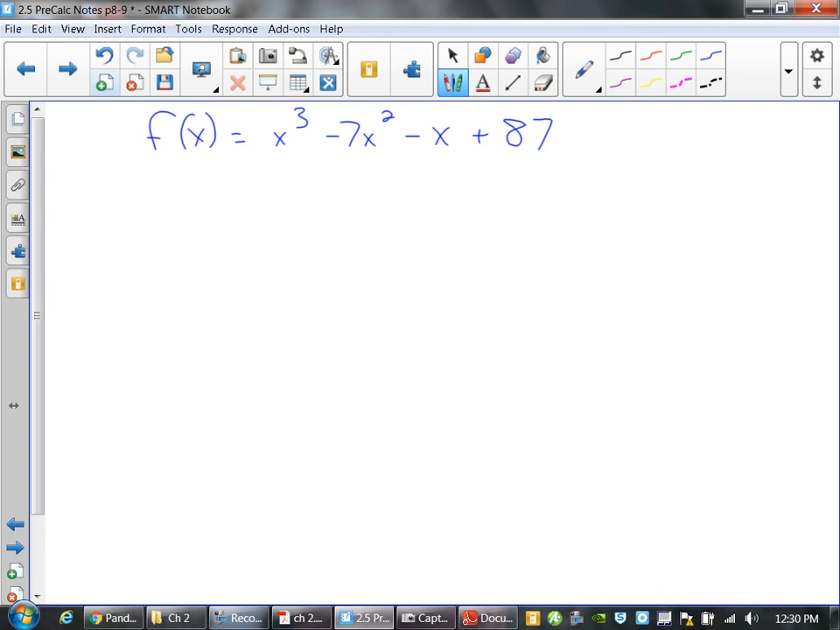So it's x cubed minus 7x squared minus x plus 87? Correct. Okay. And they gave you one of the zeros was what? 5 plus 2i. So knowing that you have a 0 at 5 plus 2i, I'm going to go ahead and set up my synthetic. Since I'm using i as a complex root, I'm going to space out the synthetics just a little bit more to have a little bit more space.